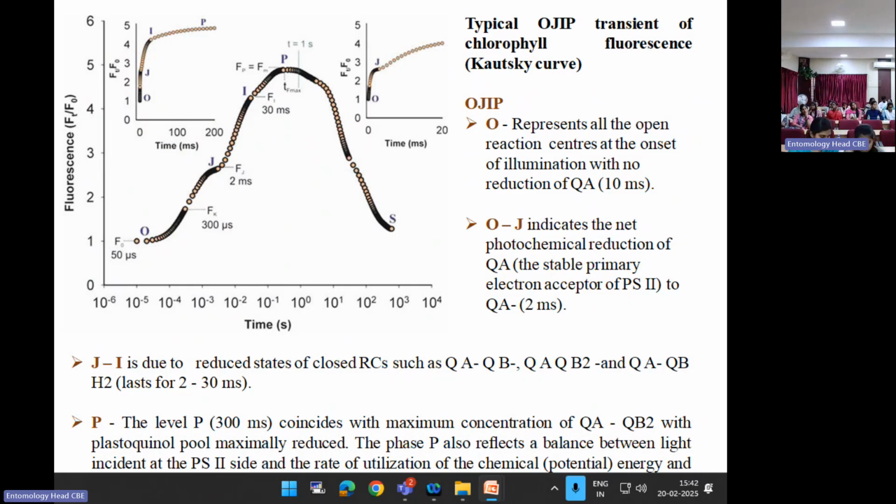So this I measure with my instrument. I pulse light. I'll show you the instrument in the next slide.